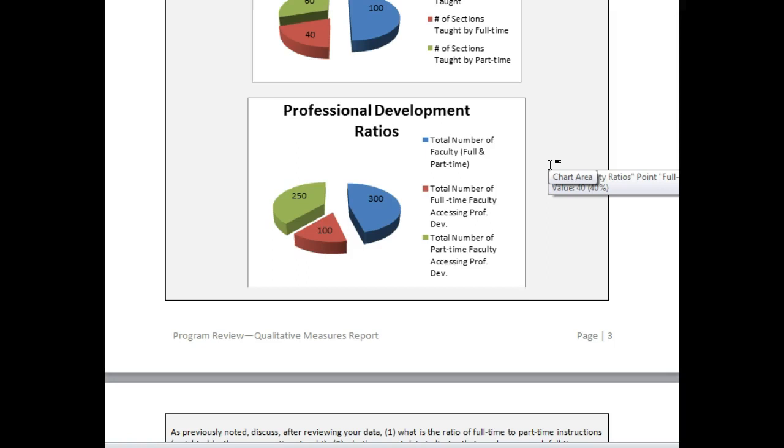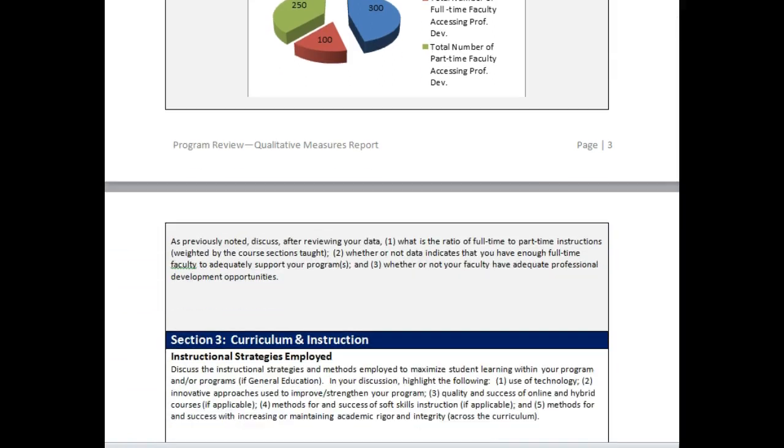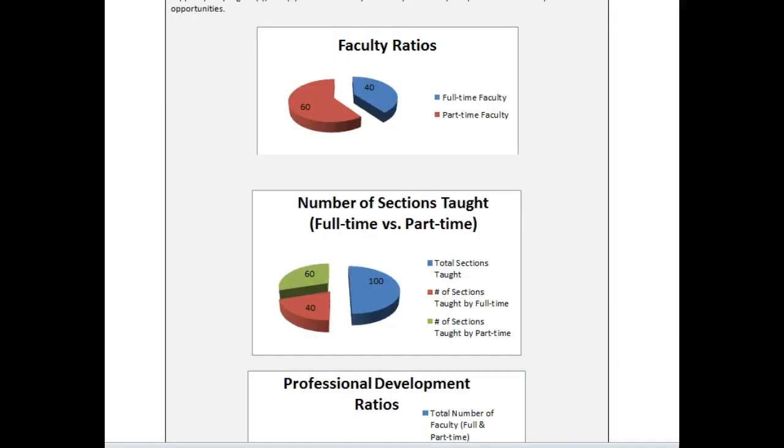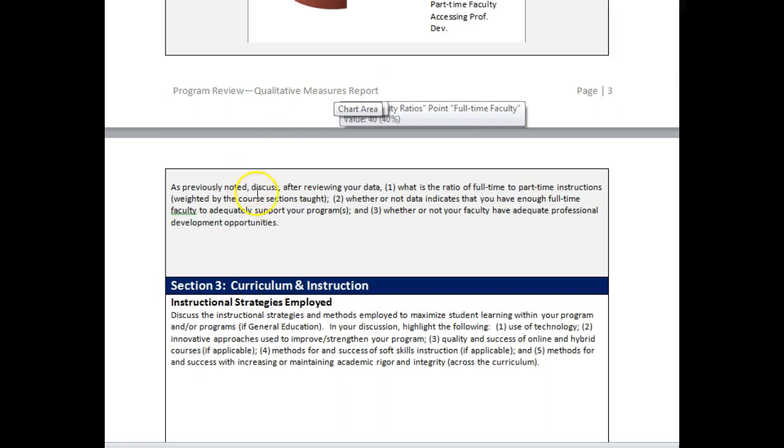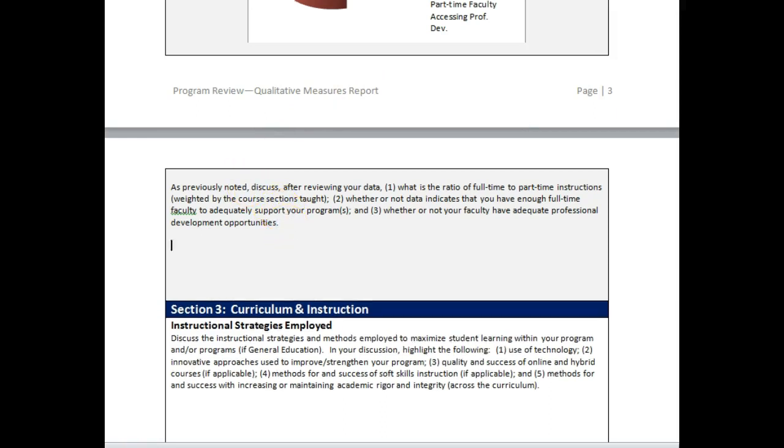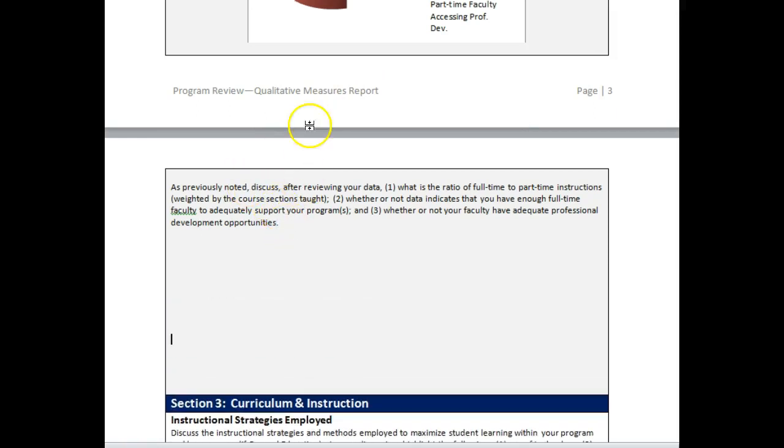Now remember, we do have CTEL, which is professional development online, in case you're having some trouble getting your part-timers to embrace professional development. So first you build those numbers in, and then you answer the questions, okay? And remember, these boxes can expand. So it states, after you build your numbers, discuss what is the ratio that you've discovered, or whether or not the data indicates that you have enough full-time faculty to adequately support your program.